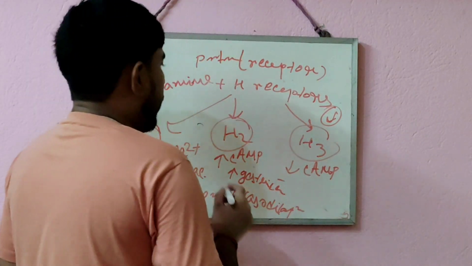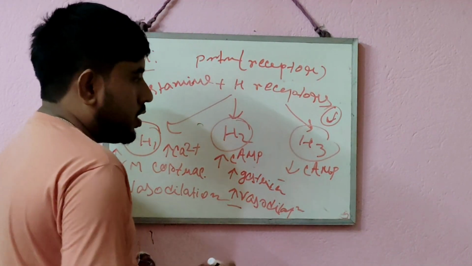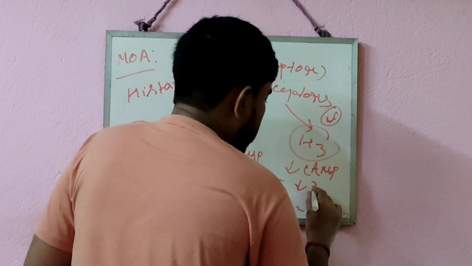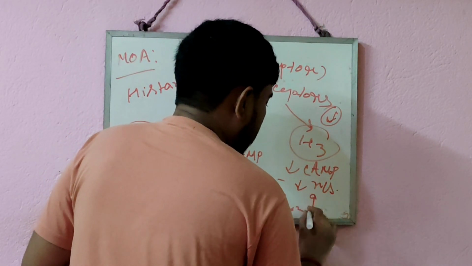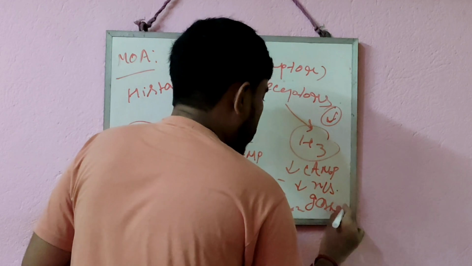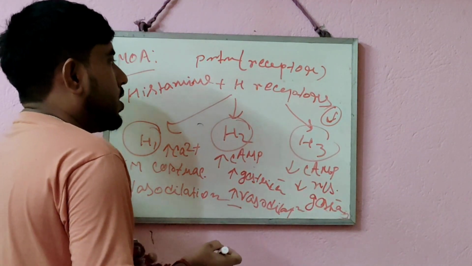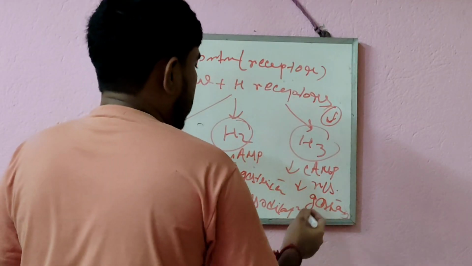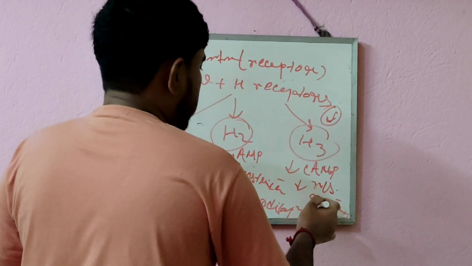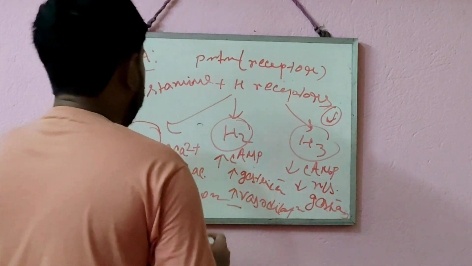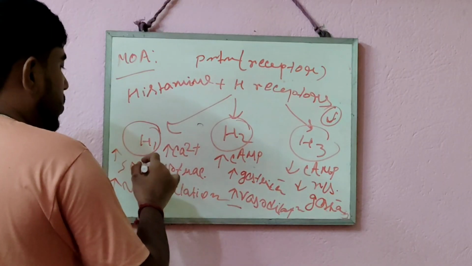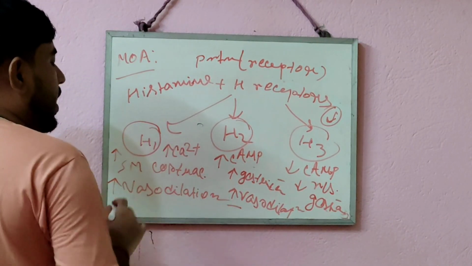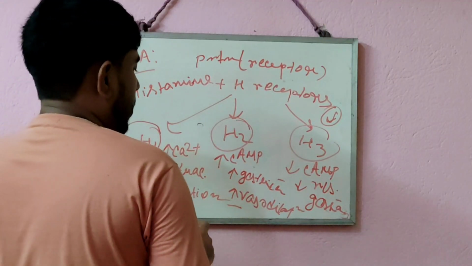In case of H3, when histamine binds with the H3 receptor, it decreases the release of gastric acid. So H3 is the opposite type of receptor. When it binds with histamine, it does the opposite work, that is, decreasing the release of gastric acid by decreasing cAMP. So when it binds with H1, it increases smooth muscle contraction and vasodilation by increasing the Ca2+ influx.